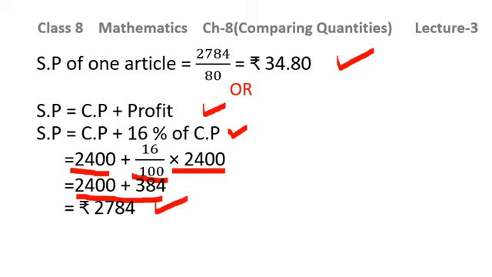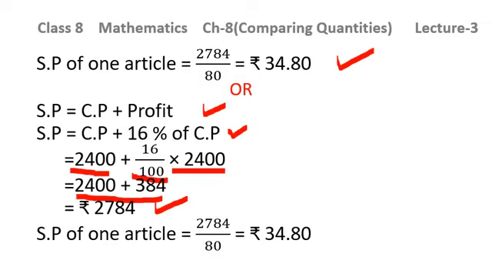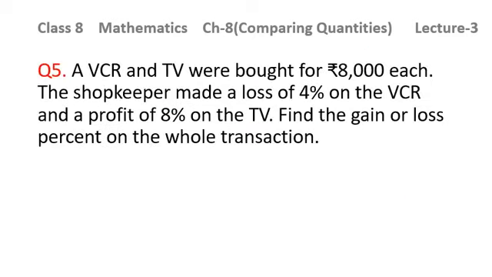Then we need to find the SP of one article. Simply, 2784 divided by 80 gives you 34.80. So I have shown you both ways. You can use either way, whichever you are comfortable with. Now coming to question number 5, here a VCR and TV were bought for rupees 8000 each.